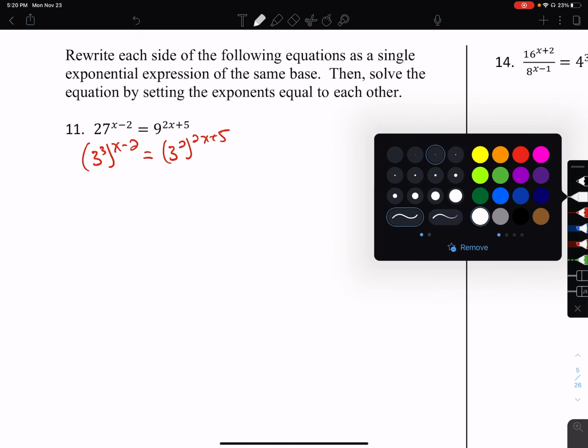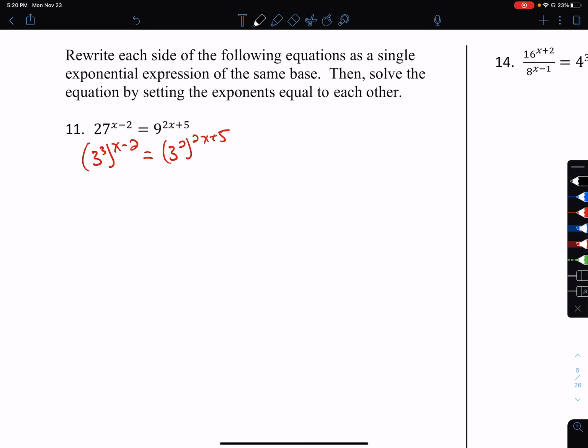Then we would like to get rid of these parentheses. So we're going to use the power to a power property. So you multiply the exponents. So 3 times x is 3x. 3 times a minus 2 is a minus 6. Over here on the right, distribute the 2 in the power to a power property. We're going to get 3 to the 4x plus 10.